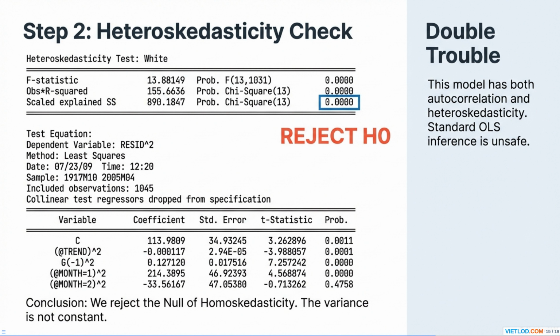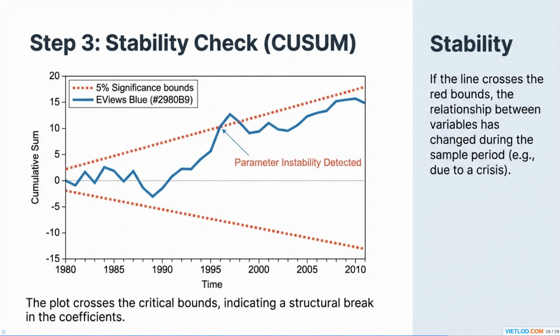As we continue our diagnostic checks, we now confirm the presence of heteroskedasticity using the White test. Looking at the output, specifically the probability values for the F statistic and chi-square statistics, we see they are all 0.0000. This is well below our typical 0.05 significance level. Therefore, we firmly reject the null hypothesis of homoskedasticity. This means the variance of our error terms is not constant across all observations.